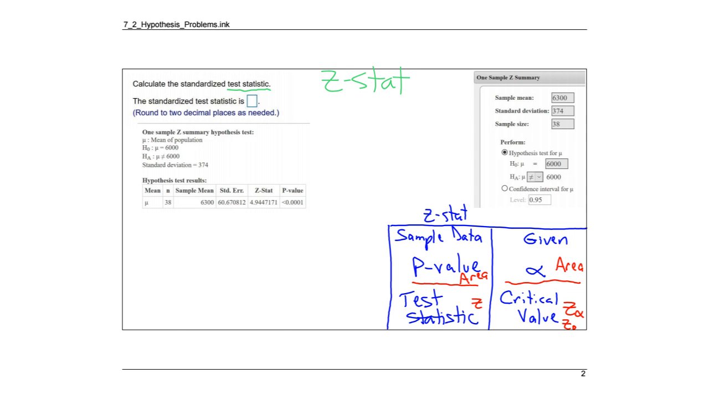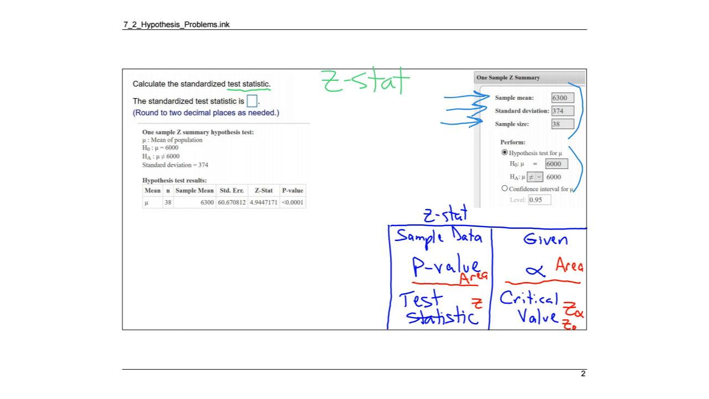The first thing you're going to do is put in all of your information that you got from the problem. So our sample mean of 6,300, our population standard deviation of 374, our sample size of 38, and then we're going to show our hypothesis. Well, our hypothesis is that the mean is equal to 6,000, that's for the null, and the alternative is not equal to 6,000. So at that point, you're going to hit compute.